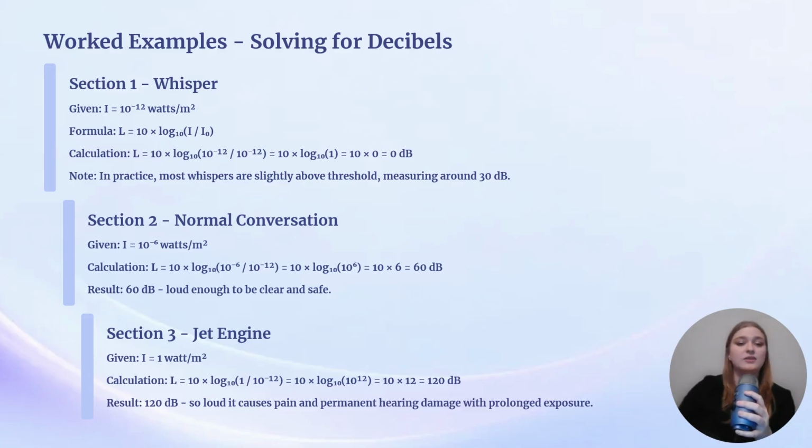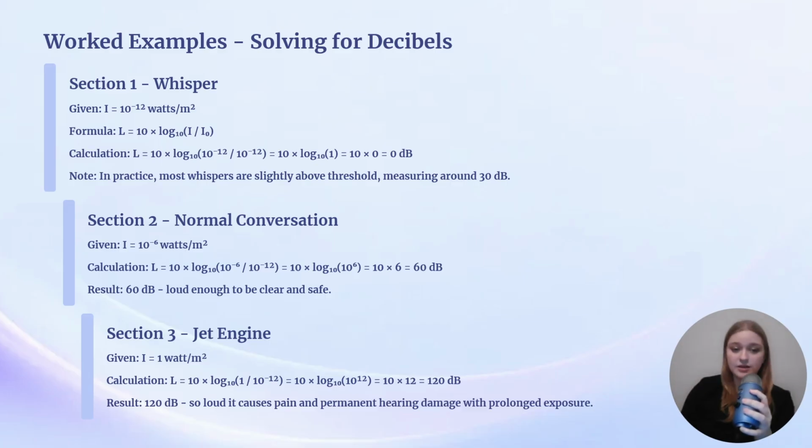Now we can look at a normal conversation. The intensity of a speaking voice is about 10 to the negative 6th watts per square meter. That's 1/millionth of a watt. When we compare that to the threshold of hearing using the formula, we get 60 decibels. That's why everyday conversation falls right around 60 on the decibel scale. It's loud enough to be clear, but still safe and comfortable.